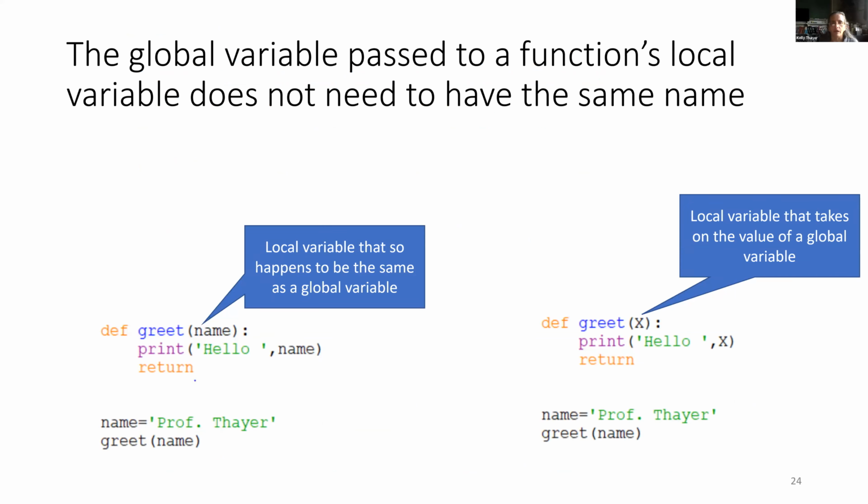The global variable passed to a function's local variable does not need to have the same name. So let's just take a look at these little snippets of code here. Here we have def of greet. It will take name, and we have a local variable that so happens to be the same as a global variable. So notice that there's also this variable out here in main called name that is associated with Professor Thayer. And now we're going to call this function greet of name.